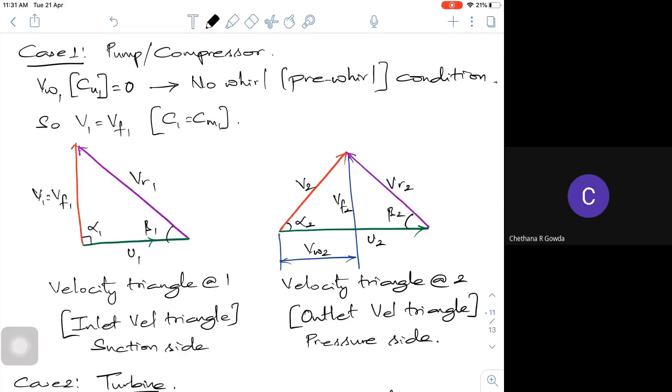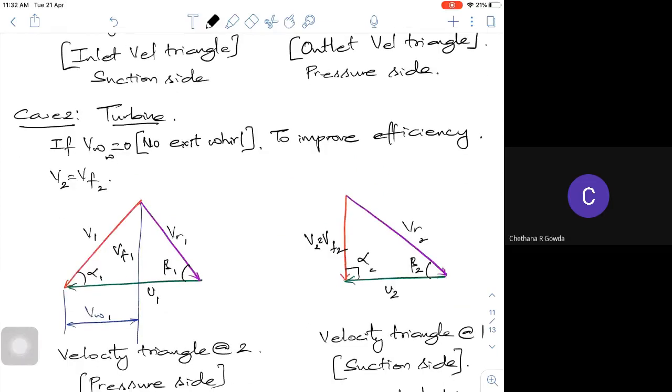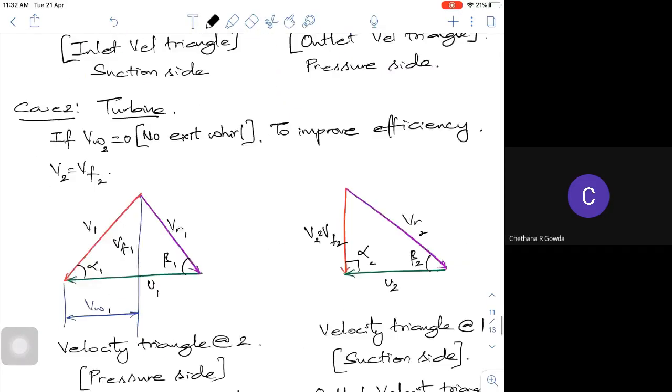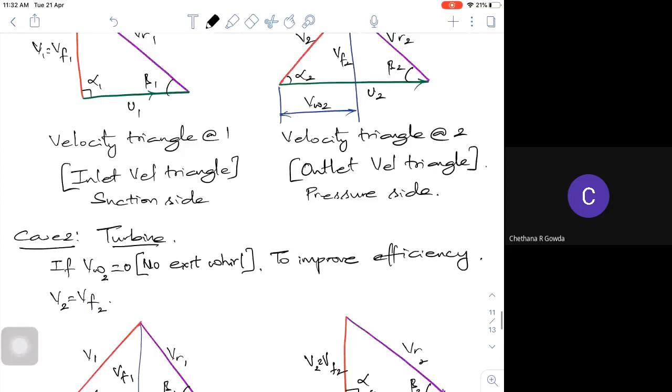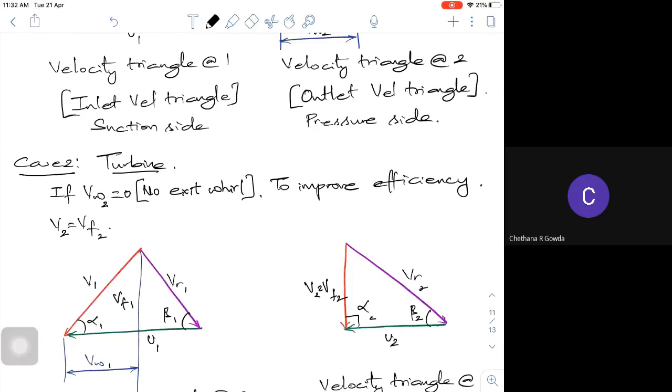Suppose I move the same thing to the turbine. See, this is Vw2, no exit whirl. Look at my inlet velocity triangle and exit velocity triangle. My inlet velocity triangle, which I have shown for the compressor, has now become the exit velocity triangle for the turbine, but the directions have changed. Why is it so? I'll come to that. I'll show the corresponding circles and then I'll show you what it is.